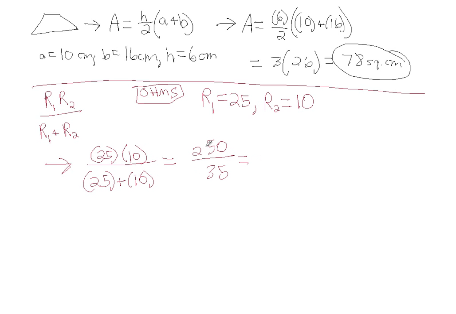Okay, and let's go ahead and change this into a mixed number. We have 7 times 7 and 5/35, and that will reduce to 7 1/7. So the combined resistance of these two wired components is going to be 7 1/7 ohms.